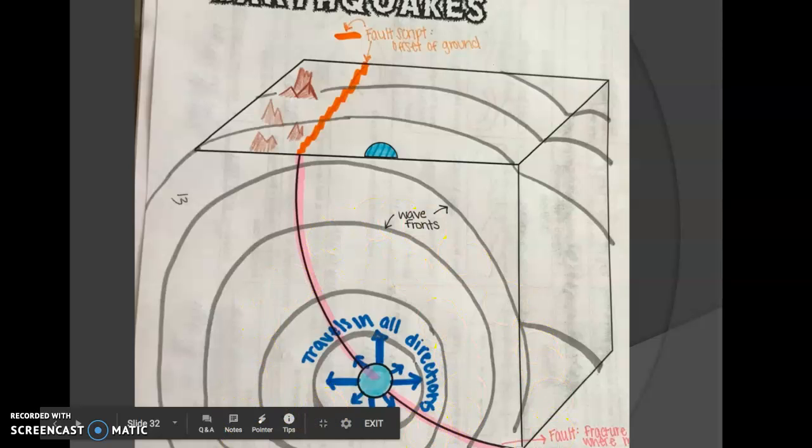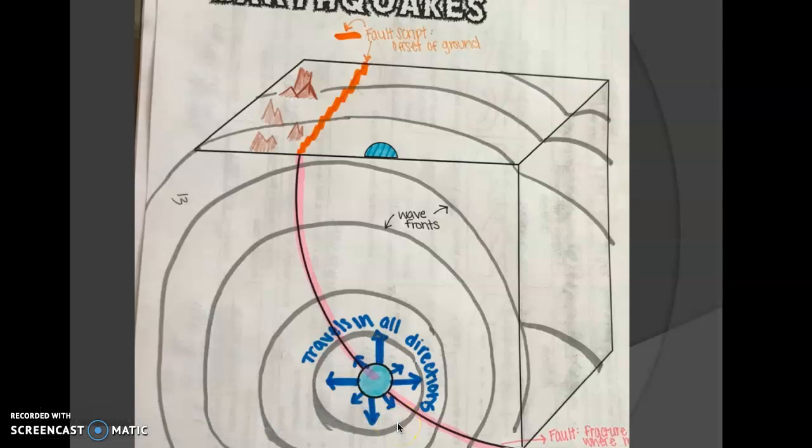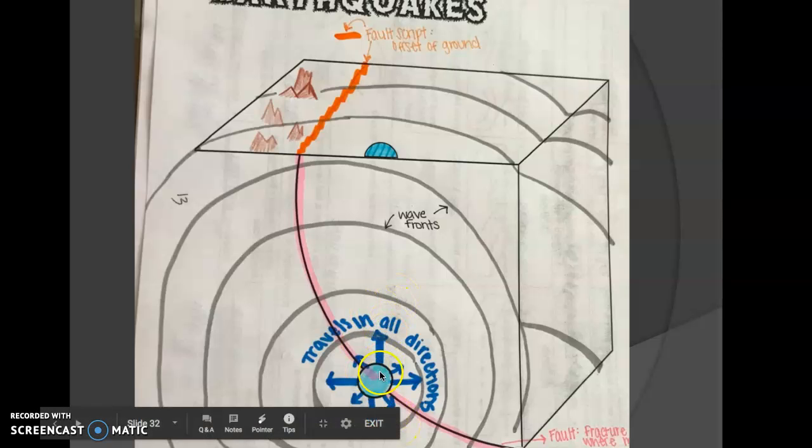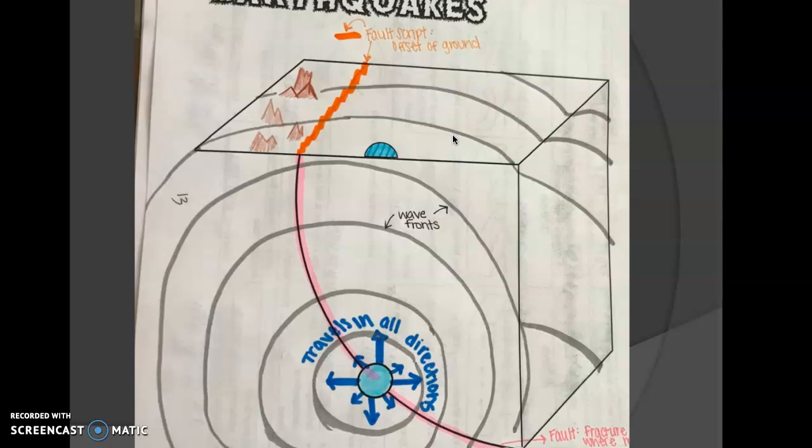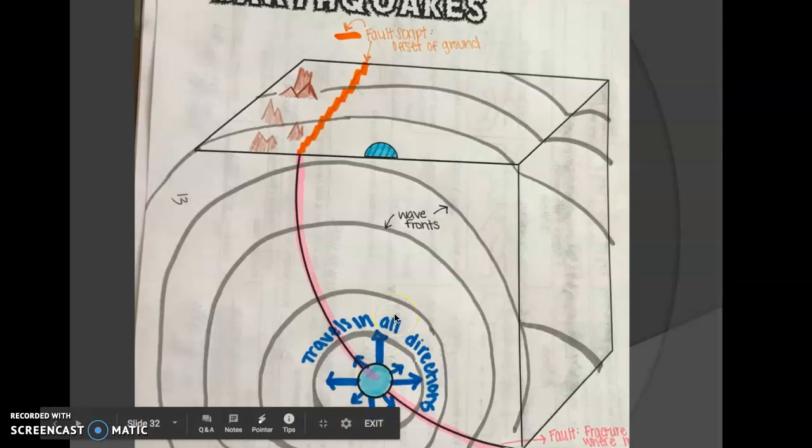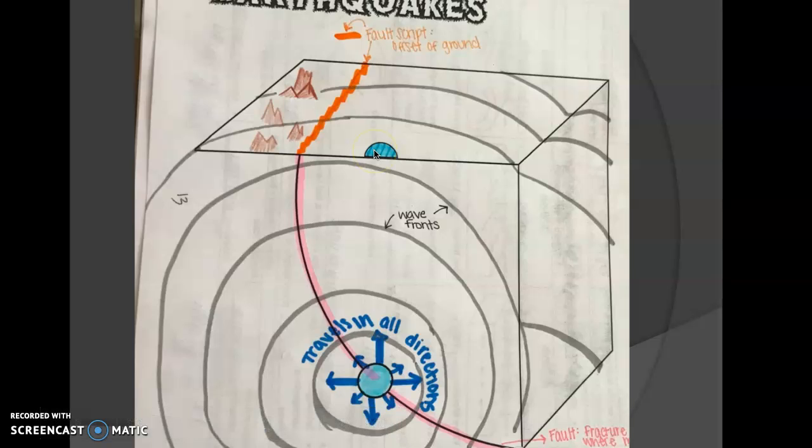seismic waves. Remember, there's 3 types of them: P waves, S waves, and L waves, and they move out in all directions from the focus until eventually they reach the surface of the ground. The further they get away from the focus, generally, the less strong they are. The closer they are to the focus or the epicenter, the stronger the effects of the earthquake.